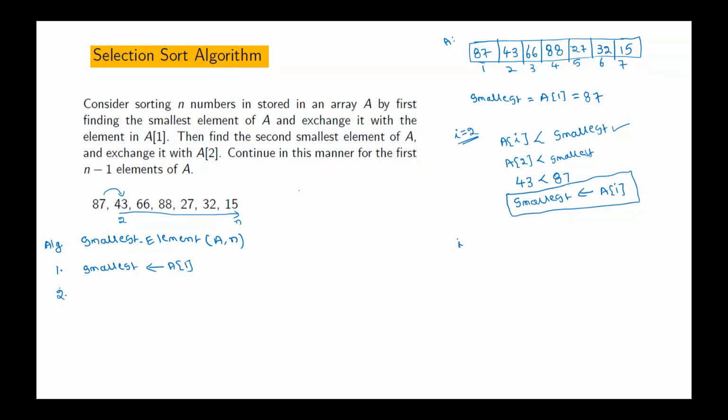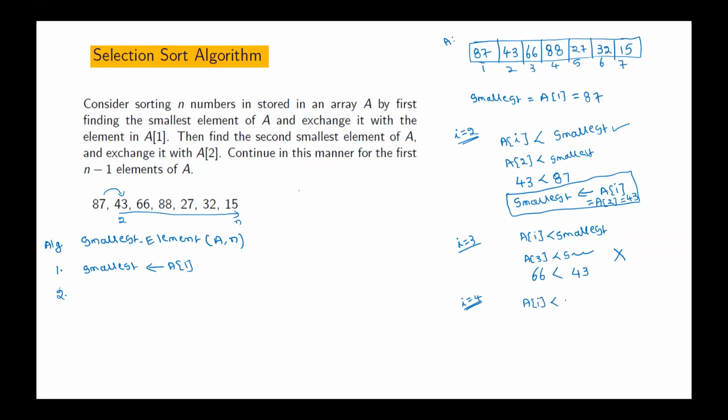Again, we'll increment I. We go to I equal to 3. Now we'll check whether A of I is less than smallest or not. What is A of 3? It is 66. Is it less than smallest? What is smallest now? 43. Is this correct? No. If it is no, then we go to the next element. We don't update the smallest value. Are you following?